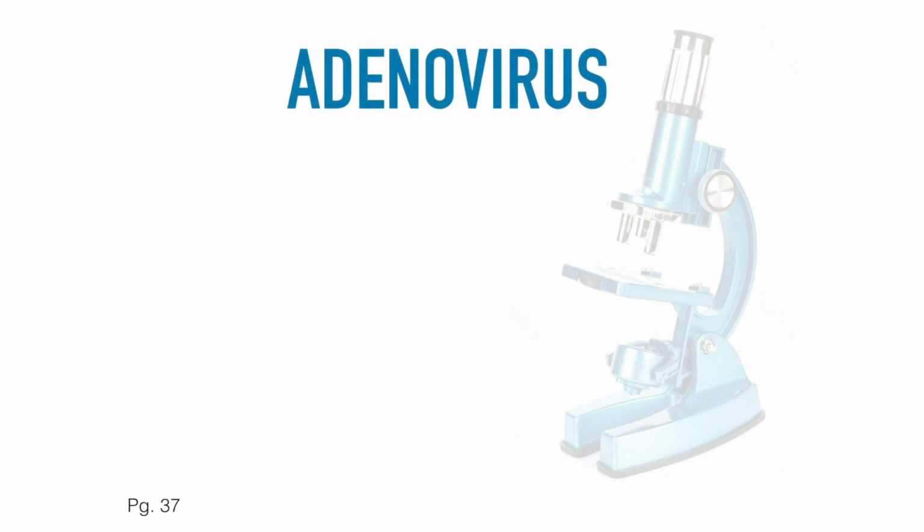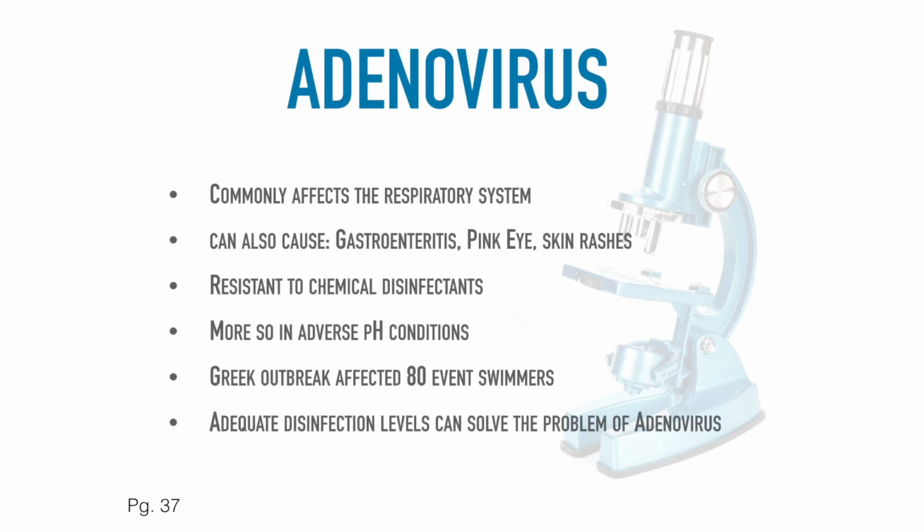Next, we're going to talk about adenovirus. Adenovirus commonly affects the pulmonary system, but it can also cause things like gastroenteritis, pink eye, or skin rashes. Now, the nice thing is, as long as we're keeping those chlorine levels up at 4 parts per million, we're going to obliterate adenovirus inside of our water. So again, we're seeing that theme of keeping our chlorine levels up as much as possible.